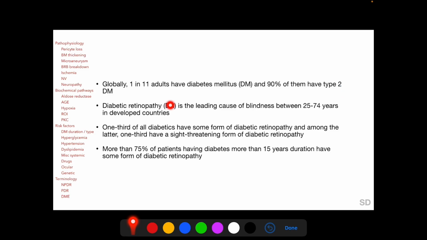Diabetic retinopathy, or DR, is the leading cause of blindness between 25 to 74 years of age in developed countries. And it is estimated that 1/3 of all diabetics have some form of diabetic retinopathy, and among the latter, 1/3 have a sight-threatening form of diabetic retinopathy. And after 15 years of having diabetes, more than 75% of patients have some form of diabetic retinopathy.